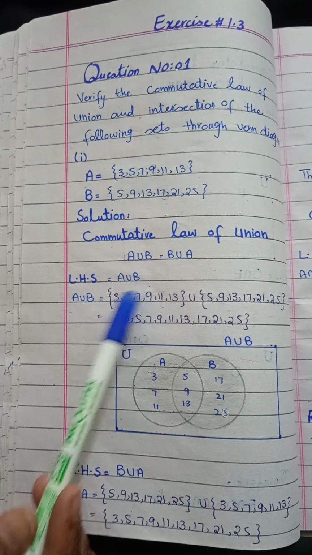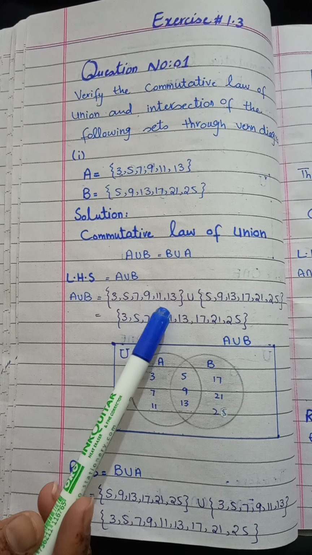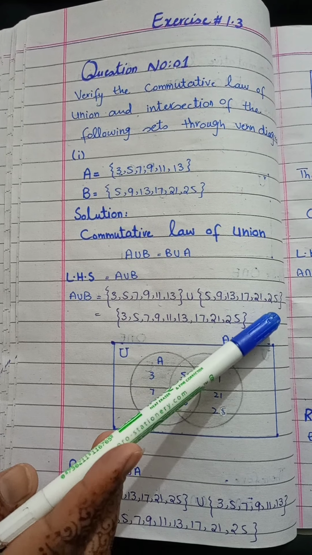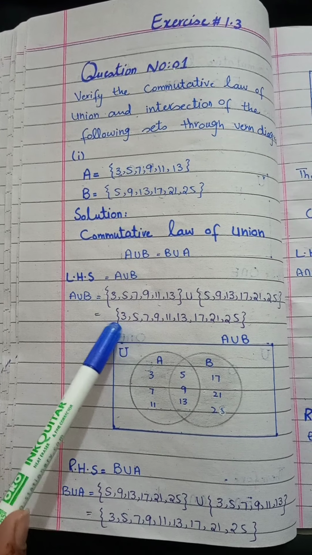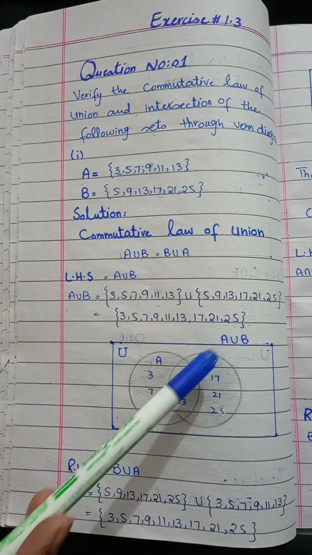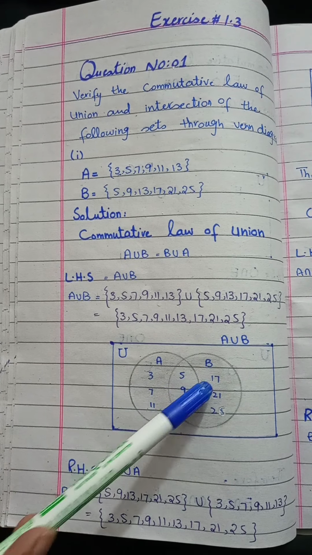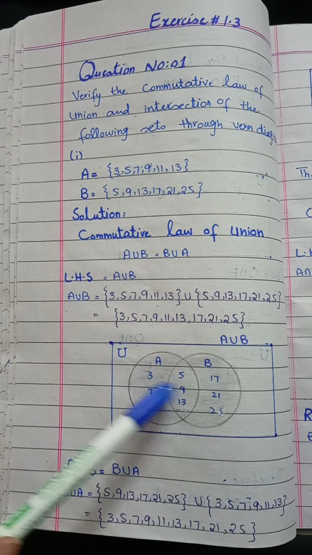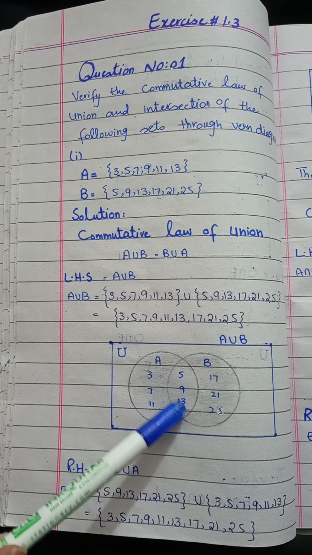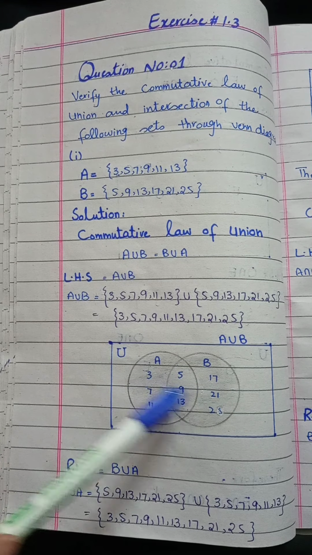So left hand side A union B, A is 3, 5, 7, 9, 11, 13. Union B is 5, 9, 13, 17, 21 and 25. A union B is 3, 5, 7, 9, 11, 13, 17, 21 and 25. A union B shaded both enclosed figures which shows the A union B, and 5, 9, 13 are the same elements which are present in both sets.